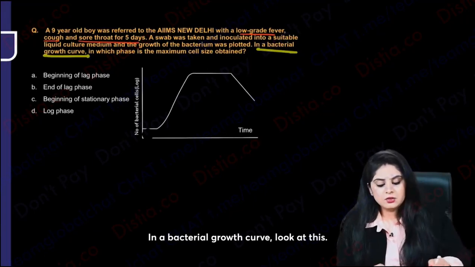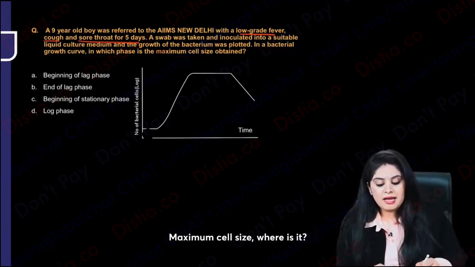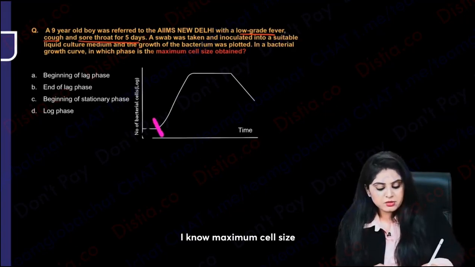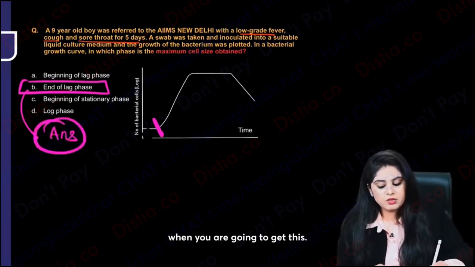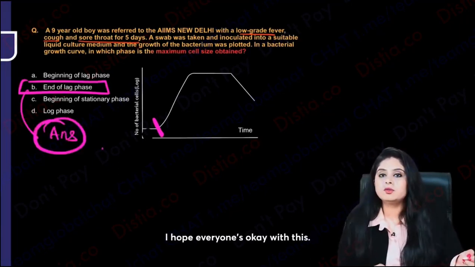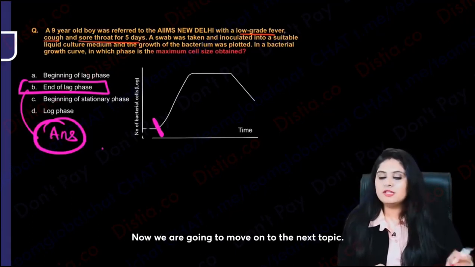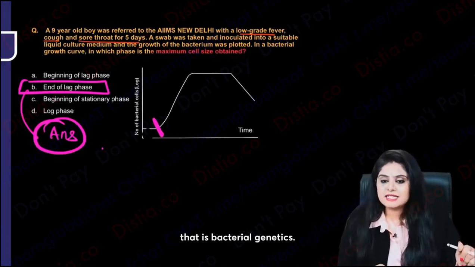In a bacterial growth curve, look at this. Maximum cell size. Where is it? I know maximum cell size was at the end of the lockdown. That means end of the lag phase is when you are going to get this. I hope everyone's okay with this. You've done the answers, yes? Now we're going to move on to the next topic. So anatomy done, shapes done, physiology done. We move on to the next topic, that is bacterial genetics.